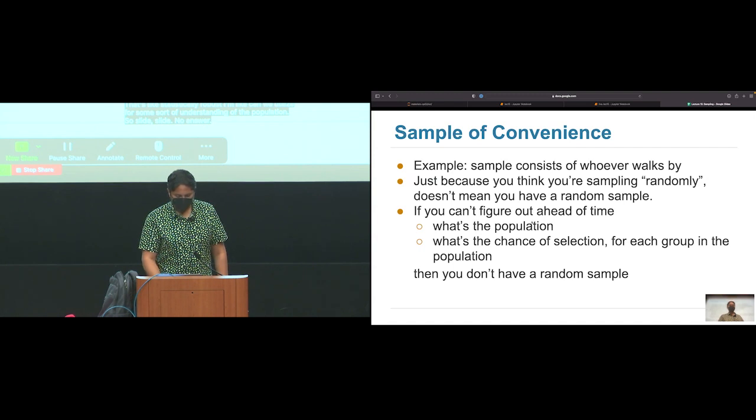And this basically summarizes it really nicely, actually. If you can't figure out ahead of time what is the population that you're actually sampling from, and what is the chance of selection for each group in the population, if you cannot figure out those things, it's not a random sample, at least as far as we're talking about in data science.